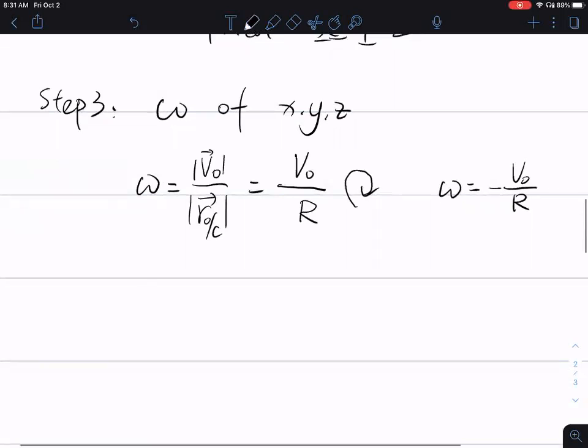Okay, that's how I find omega. You can also use the velocity equation. You will get the same thing. Now let's look at step 4. Find alpha of x, y, z.